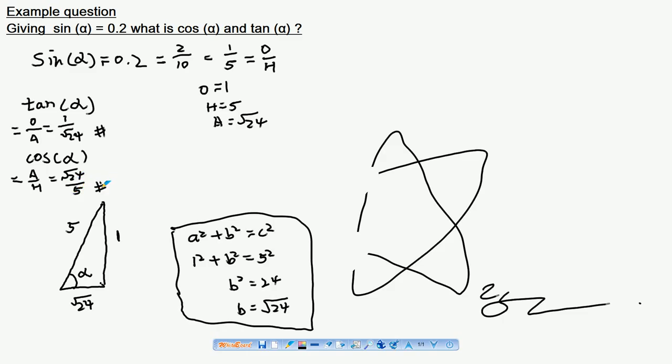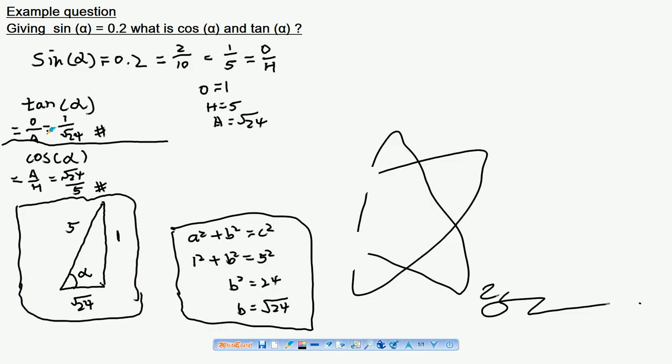So the first way to solve this kind of problem is just to draw a triangle, label the angle, label the hypotenuse and the opposite, and find the missing length of the triangle by using Pythagoras theorem. Once we have labeled everything on the triangle, we can just find tan of the angle or cosine of the angle.